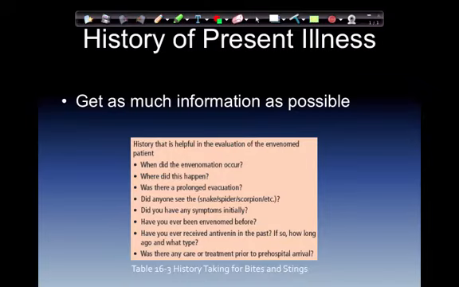Here are some example history questions. When did the envenomation occur? So you've got a time clock. Where did this happen? Was there prolonged evacuation? Did anyone see the offender, spider, snake, scorpion, etc.? Did you have any symptoms initially? Have you ever been envenomated or stung before? Have you ever received antivenom in the past? If so, how long ago and what type? And was there any care or treatment prior to the hospital arrival?